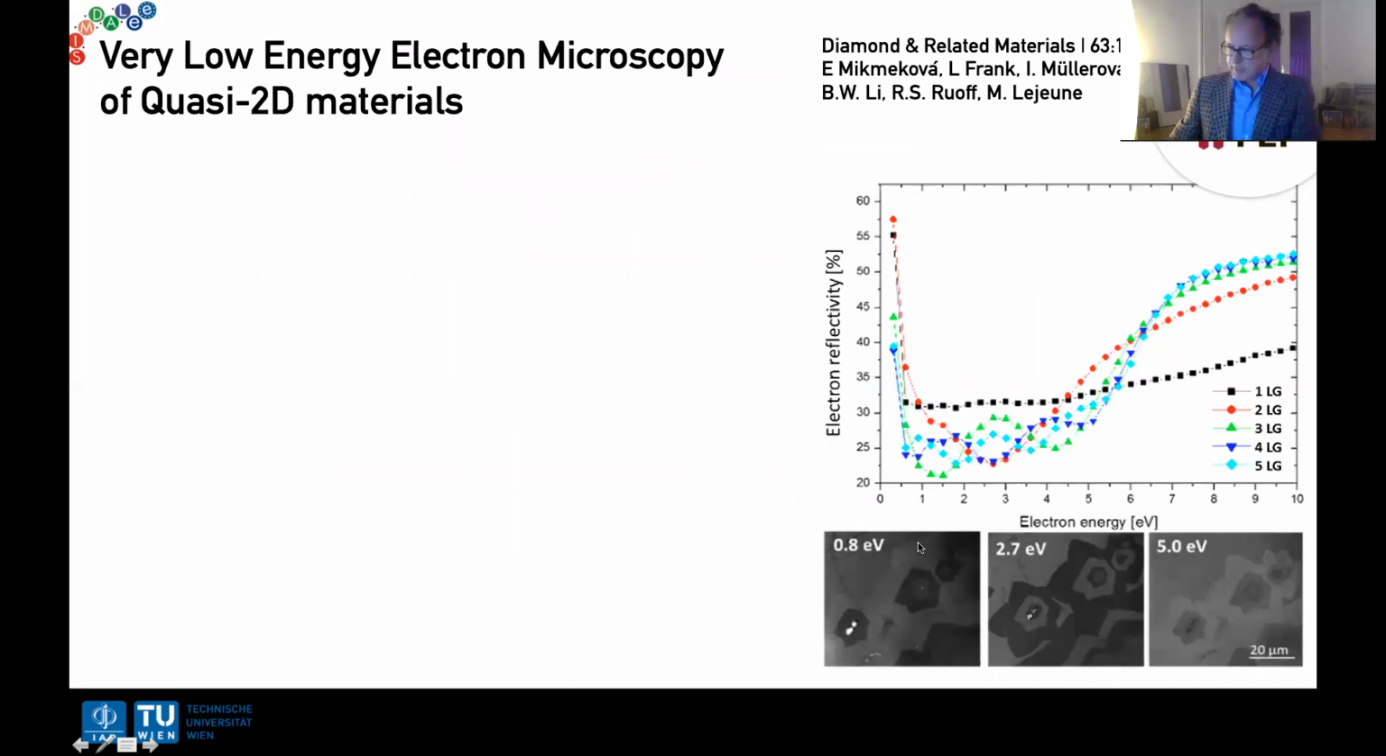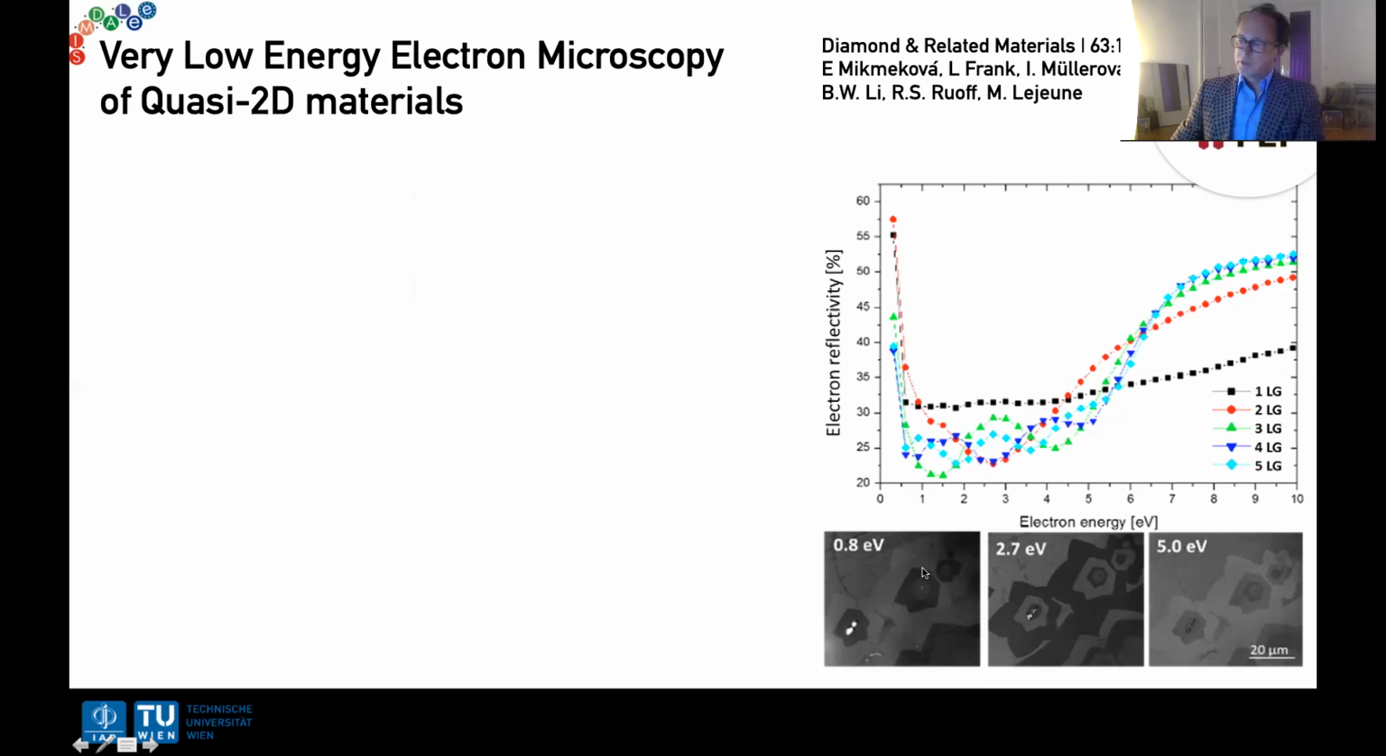So my first slide at the bottom here shows very beautiful, very low energy electron microscopy images taken at different energies, 0.8 eV, 2.7 and 5.0 eV, of graphene flakes on a copper substrate. And you can see the contrast changes dramatically when going from 0.8 to 5.0 eV. This is caused by the fact that we see different numbers of layers of graphene here at different locations.